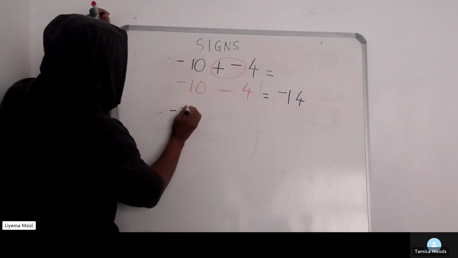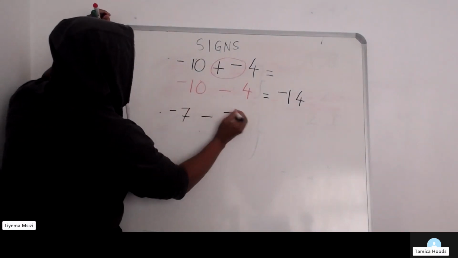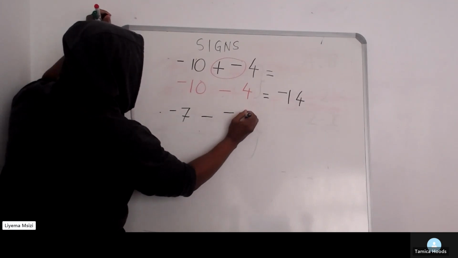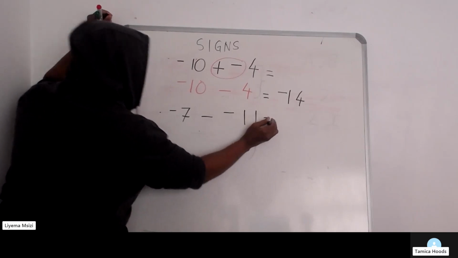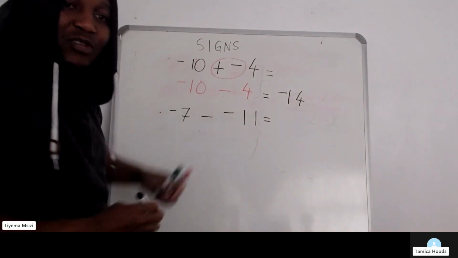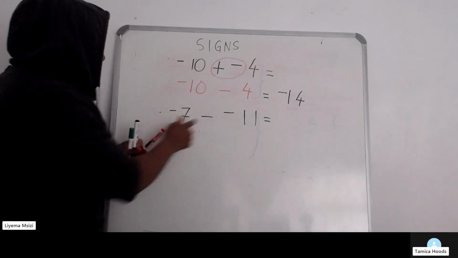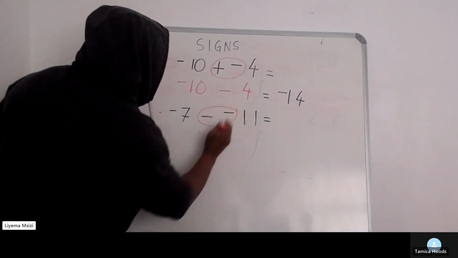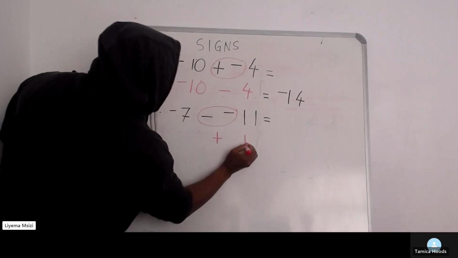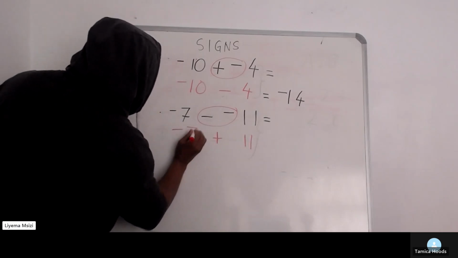Somebody say negative 7 minus 10. Or let's say minus 11. So first and foremost, here we have two signs. I don't need these two signs. So negative and negative gives plus. These two, I'm not going to write them. I'll write only plus, and then I'm going to say my 11, and here's going to be negative 7.